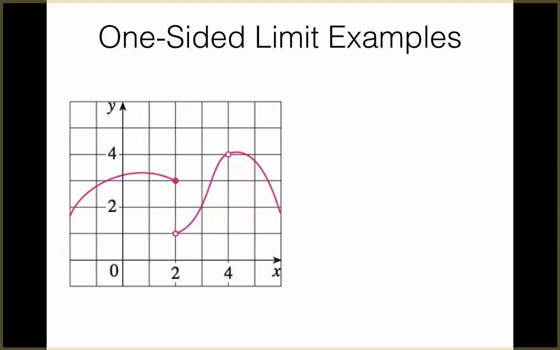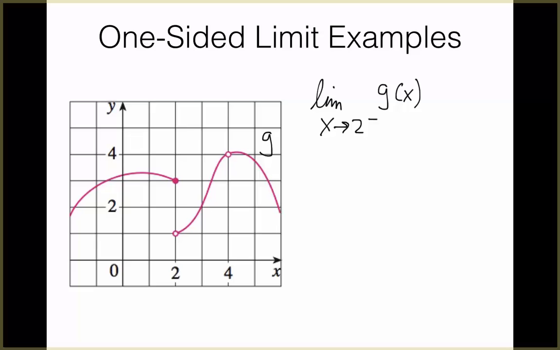Consider the graph of this function. Let's call this function g. The limit of g of x as x approaches 2 from the left would be found by looking at the graph of the function slightly to the left of 2. As you follow the function along to the left of 2, we see that the function's y-coordinates are getting closer and closer to height 3.